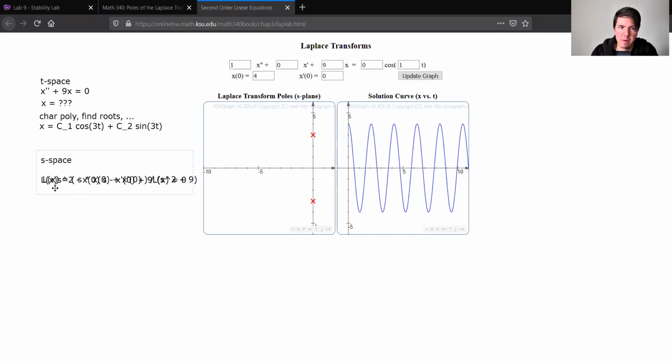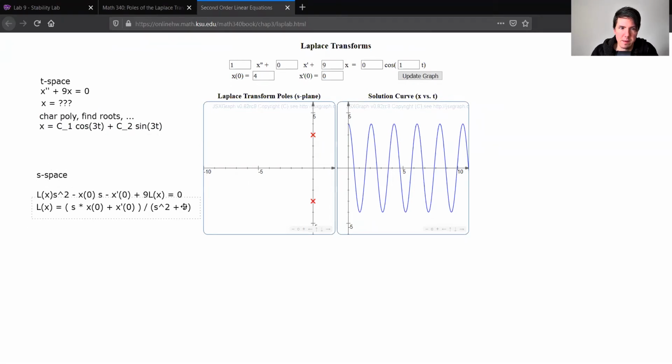And let me see if I can move. Oh, good. I just want to move this down so there's a little bit more white space between the two. Okay, sweet. So what we are going to do here is look instead at the Laplace transform that is in the S space and see if we can determine what type of behavior the solution curve will have just from that Laplace transform.